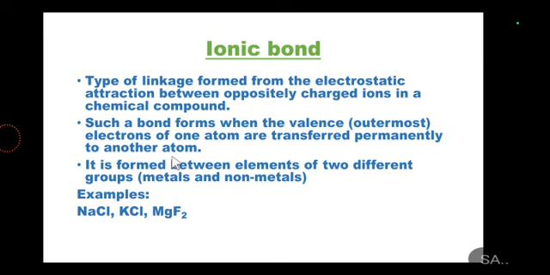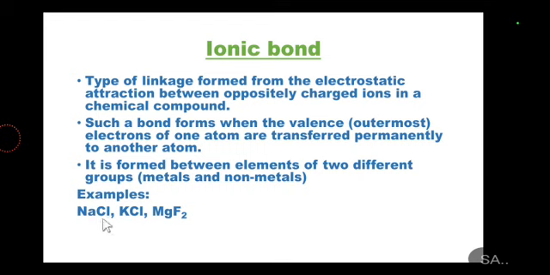Hence the 2 charges are created, the positive charge and the negative charge. They are attracted together, so an electrostatic force of attraction exists between the atoms. Hence the ionic bond is formed, which is the strongest bond. Usually it is formed between the elements of two different groups, that is metals and non-metals. I have quoted the example here like sodium chloride.